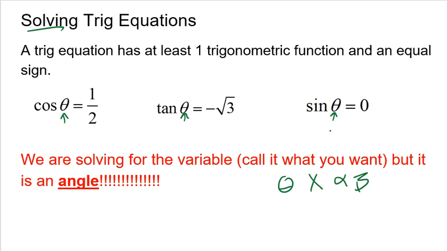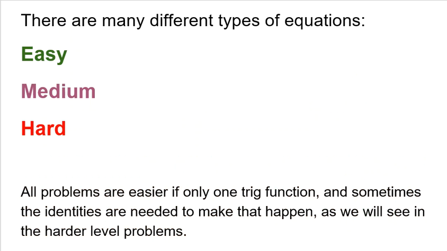Think about an angle. Now, these problems really do range in difficulty. There are easy ones, medium ones, and hard ones. It all depends. All problems are easier if there's only one trig function. If there's only one trig function, they're going to be fairly simple. But if you have a secant, a cosine, and a cotangent all in the same problem, you might have to use the identities to make it simpler. You're going to have to do some work before you can even begin the solving process, and that creates a medium or harder level problem. But the easy ones have one single trig function, which makes them pretty easy to solve.